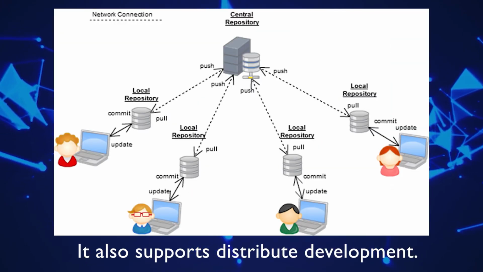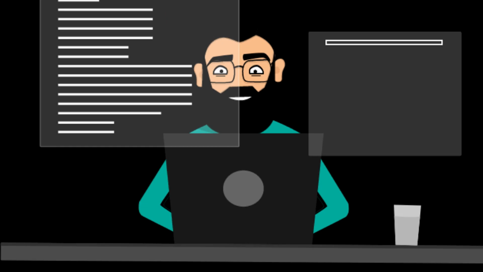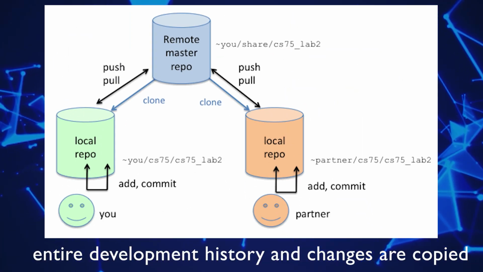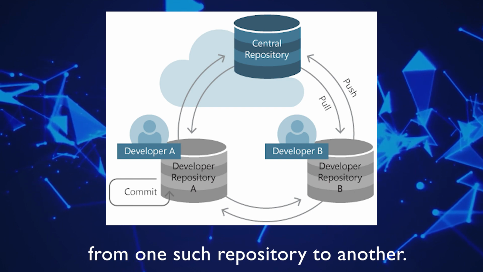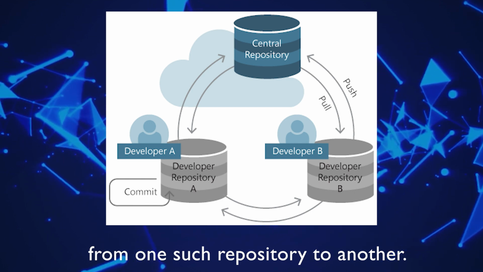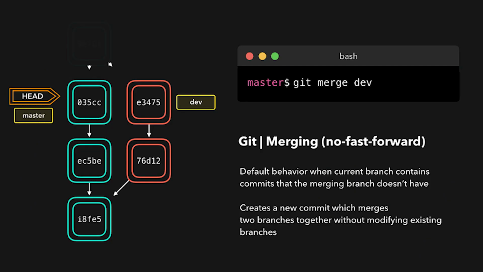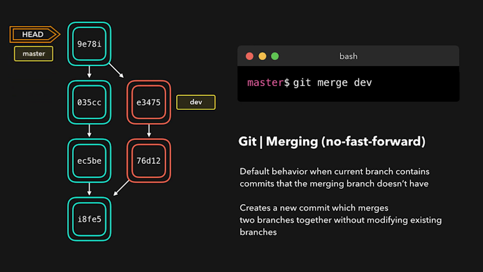It also supports distributed development. Git provides each developer a local copy of the entire development history, and changes are copied from one such repository to another. The changes can be merged in the same way as a locally developed branch very efficiently and effectively.